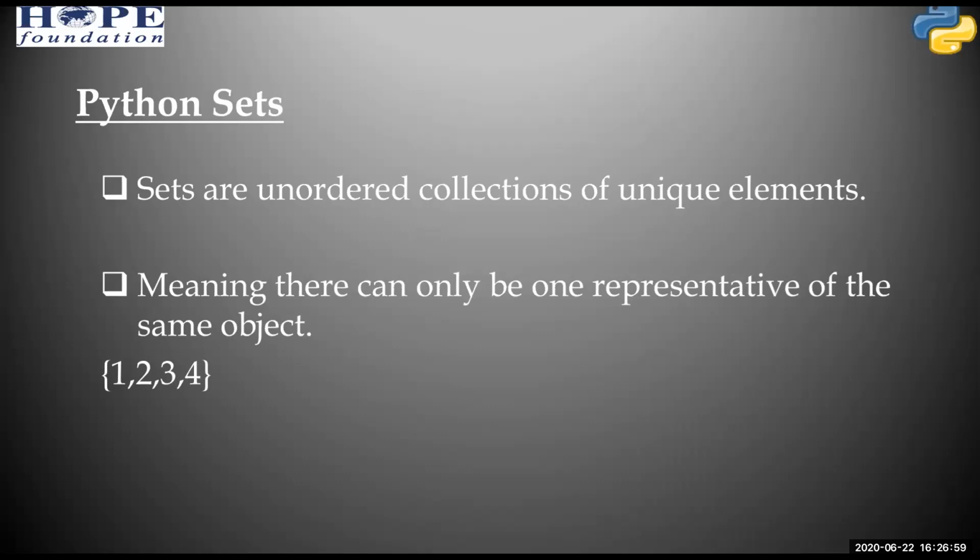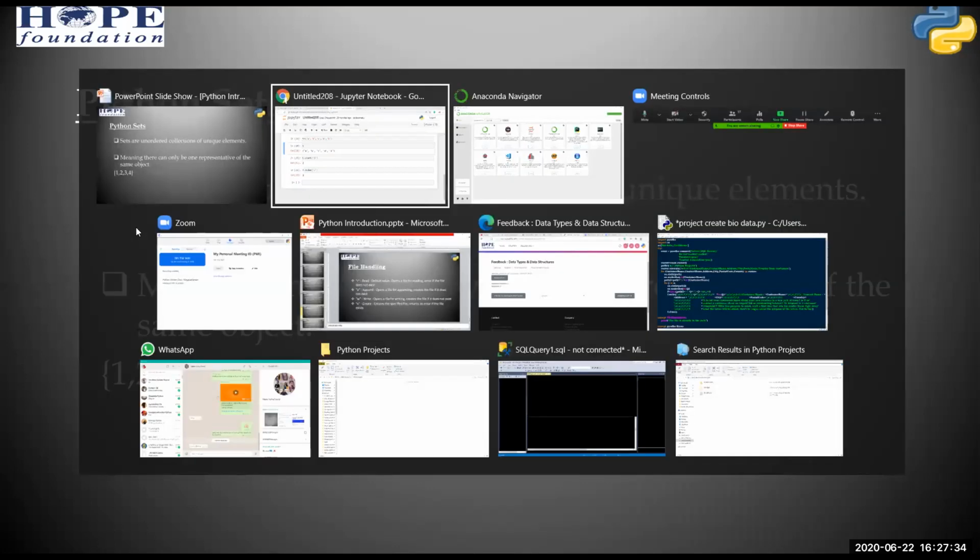Here also we use curly braces, and in dictionary we also use curly braces. The difference between sets and dictionary is that in a dictionary we are using key and value pairs. In here we have only unique elements, and the elements are separated by a comma. That is the difference between dictionaries and sets. So let's see a couple of examples for sets.